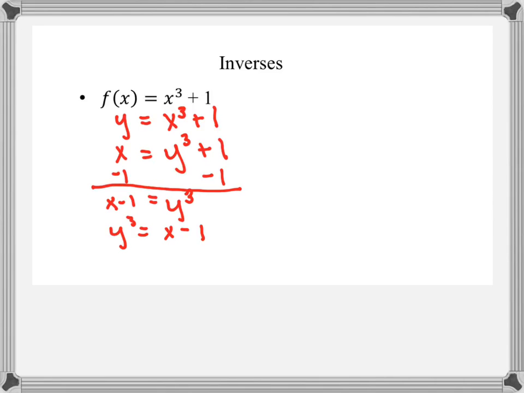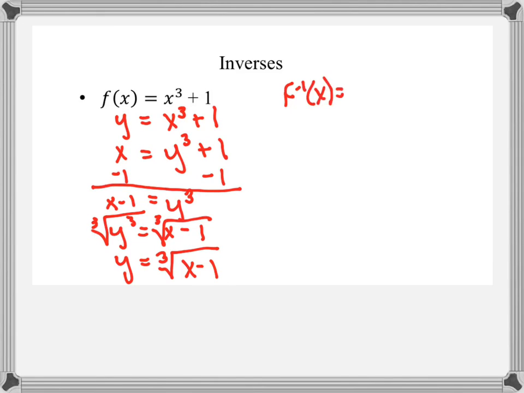I'll switch it around since we're used to seeing y on the left. Y cubed equals x minus 1. I want to solve for y, so I will take the cube root of both sides, and y equals the cube root of x minus 1. F to the negative 1 of x is the symbol that's used to show that we have the inverse of f of x. So f to the negative 1 of x equals the cube root of x minus 1.